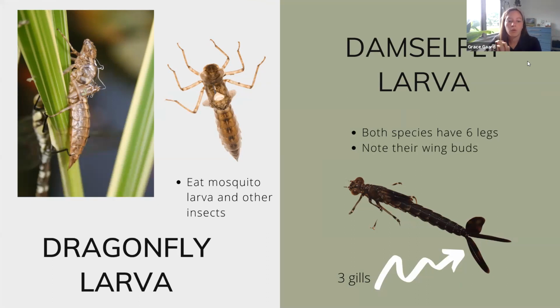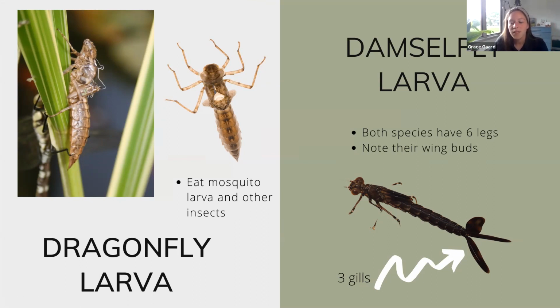So a cool thing about dragonfly larvae is they actually will eat mosquito larvae and other insects in the water, and when they become adults, they leave the water. You can see eventually they molt enough times that they'll have wings forming on their back, and at the last molt, they'll crawl out of the water, and it takes a little bit for their wings to dry out, and then they're good to go.